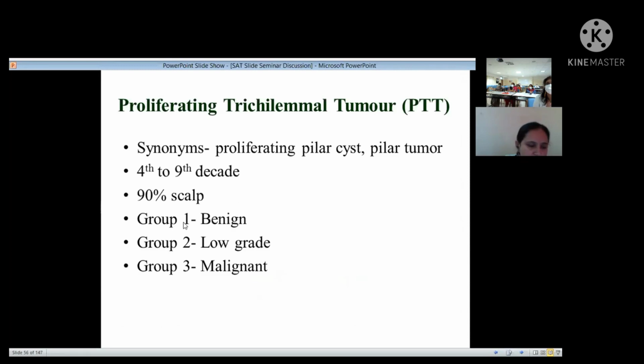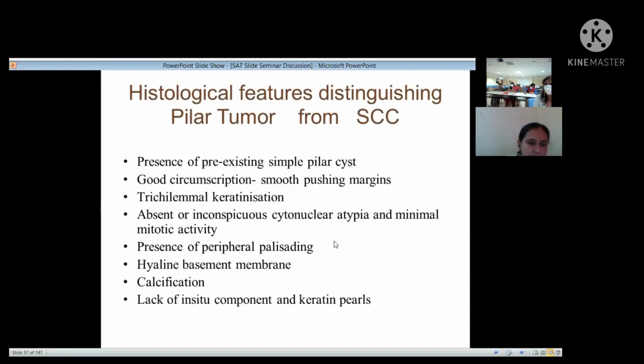There are three varieties of proliferating tricholemmal tumor. Group 1 tumors, as in this case, are benign. They do not recur, and if at all, there will be very mild atypia. Whereas the low-grade tumors are quite irregular and have pleomorphism. Malignant ones are invasive with a lot of pleomorphism, necrosis, and mitosis, and they tend to even metastasize and behave aggressively. So in practice, we have to do a proper examination and differentiate these tumors from SCC.